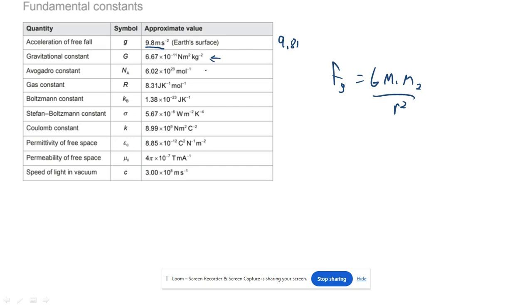This is Avogadro's number. I'm not going to call it avocado's number. That's how many particles there are in a mole. So if you have half a mole, you've got 3.01 times 10 to the 23rd. This is our gas constant in PV equals nRT. This is the Boltzmann constant.